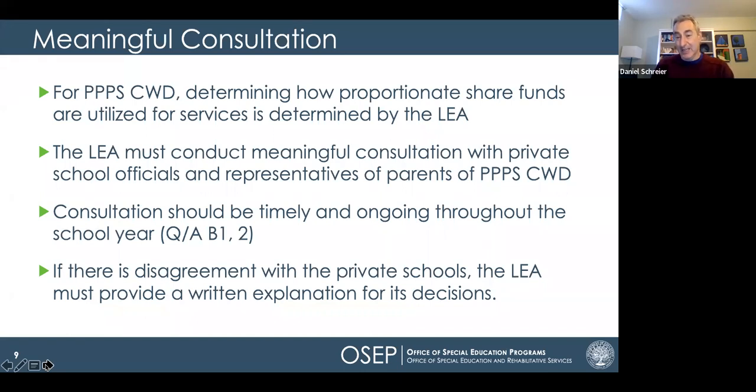Now, ultimately, it is an LEA decision, but if they do it without having that consultation and without getting the input, it's problematic, and in fact, it would be inconsistent with IDEA. Ultimately, one of the challenges is that in many districts, there's probably not enough funds to support all the needs of all the parentally placed private school children, because it's a percentage. Typically, it's a relatively small percentage. So there's not enough funds to go around to provide services to all the kids. So that's why it's really important to have these consultations and discussions.